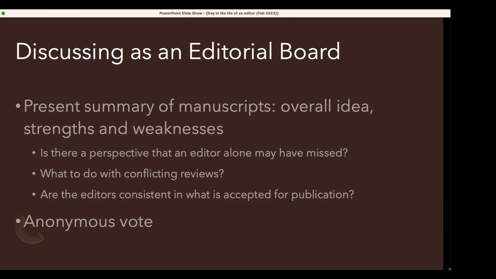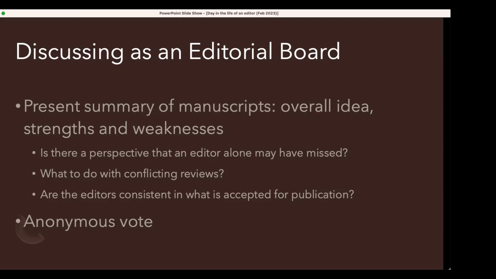What to do with conflicting reviews? This happens a lot, right? When you have a major revision and actually an accept and a major revision, how do you reconcile those differing opinions? Are the editors consistent in what is being accepted?